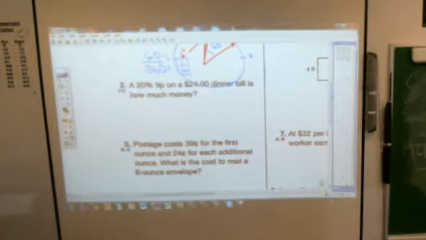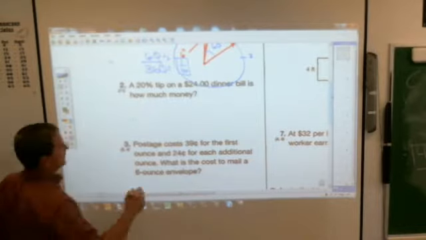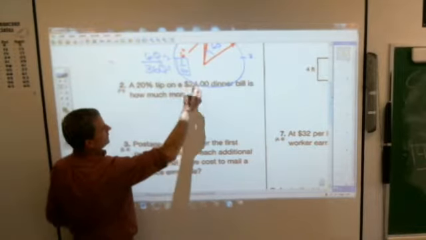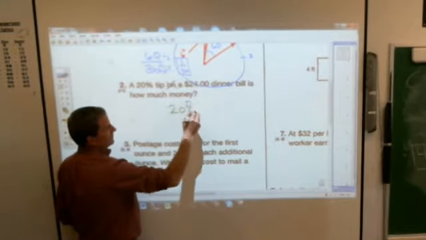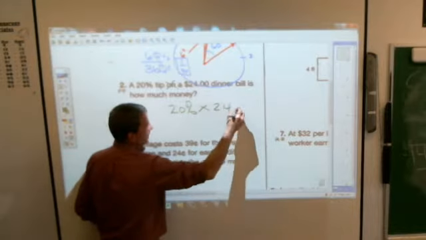Everybody knows what I'm going to say here. Tax and tip is always John. Okay. I'm just going to multiply this. 20% of $24. 20% times $24.